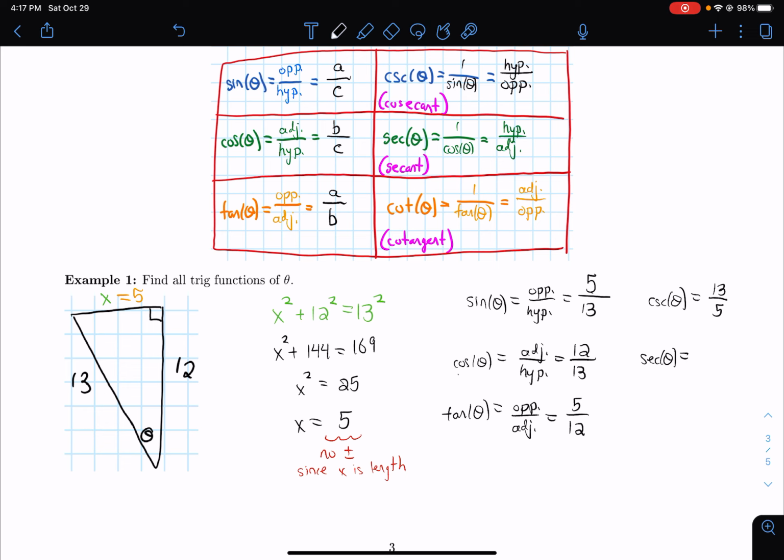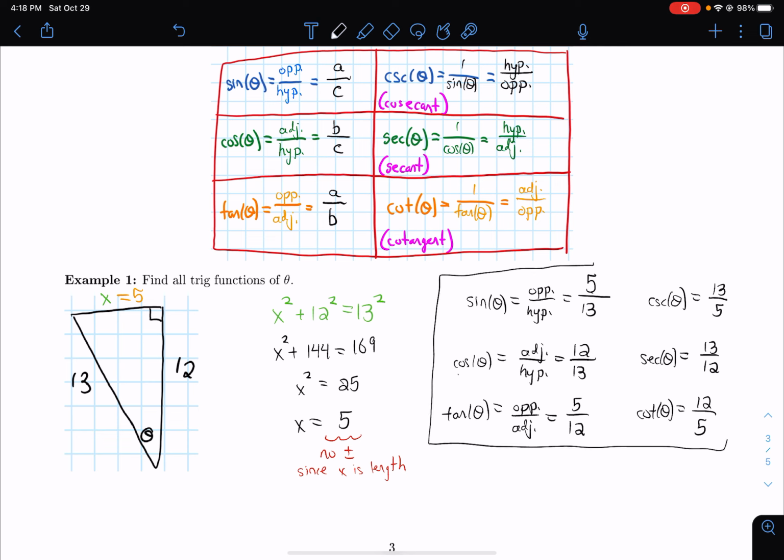If I reciprocal the cosine, I get 13/12. And then finally, we have cotangent. Cotangent is the reciprocal of tangent, and reciprocaling it, we get 12/5. All right, cool. So we got them. So those are our 6 trig functions using this angle theta. And notice that I didn't even need to know what the angle was to be able to get all the trig functions of it, because I knew all the sides of the right triangle.